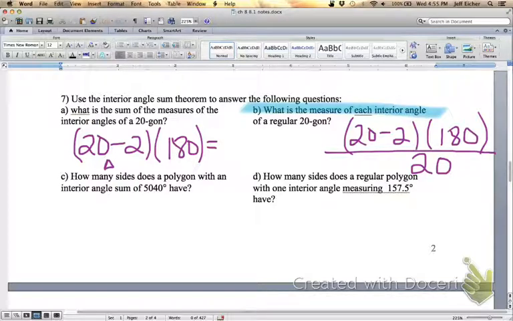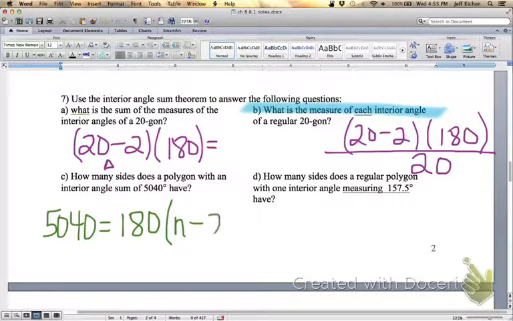Letter C, we just work backwards. If the sum is 5040, and the formula has 180 for one triangle, how many sides? You have n minus 2 in the formula. And then solve. Divide both sides by 180. And whatever that is, add 2 to both sides, and that's n.